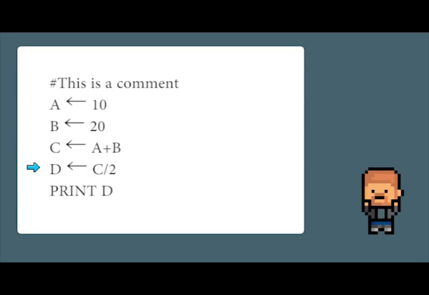On line 5, D is being assigned C divided by 2. This effectively halves 30 to 15. So D is now being assigned 15. And finally, print D. This is an output command. It takes something from the computer program and shares it with the real world. It outputs the value of D to the screen, which in this case is 15.